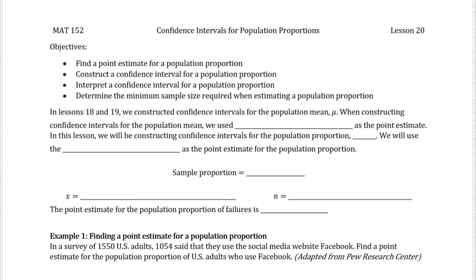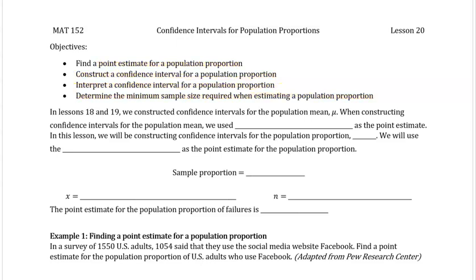So we will need to find a point estimate for the population proportion. We will then construct the confidence interval for the population proportion. And once we have constructed that interval, we will be interpreting it. And very similar to how we did in the previous lesson, we will also be determining what's the smallest sample that we can use if we want to estimate a population proportion up to a certain level of confidence.